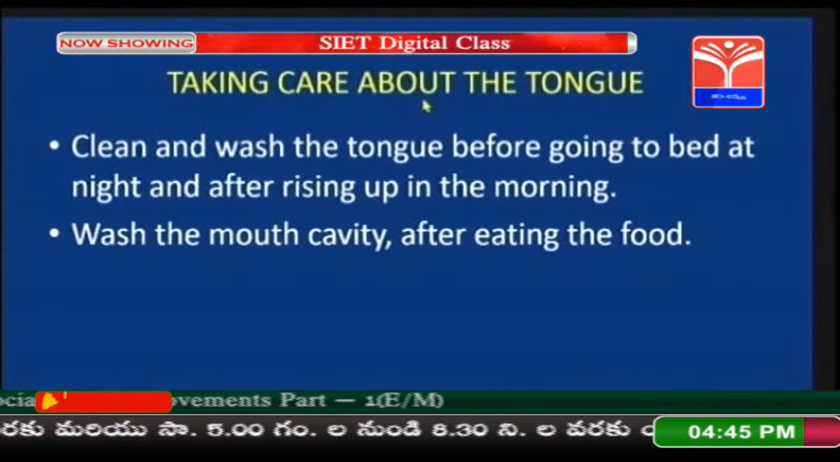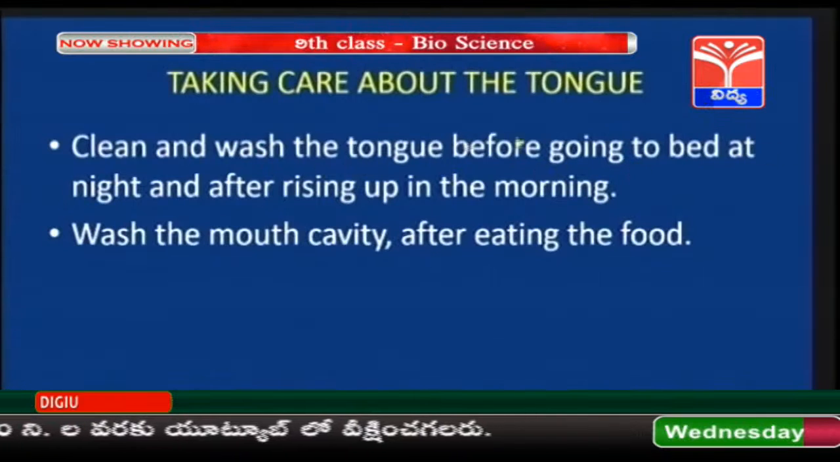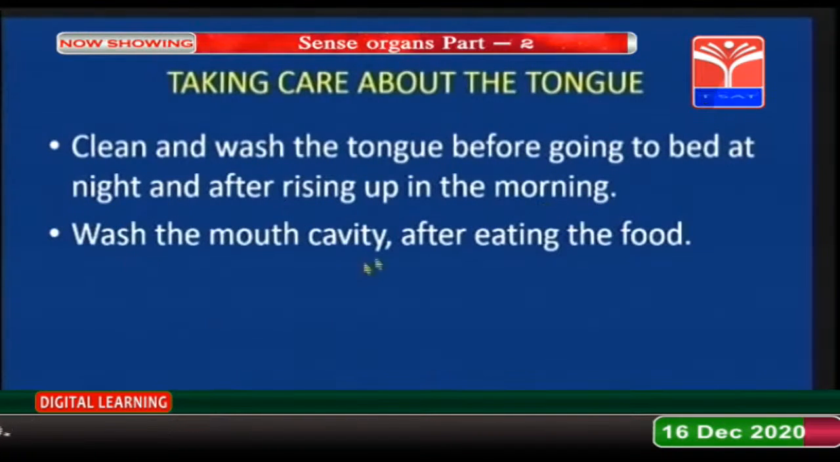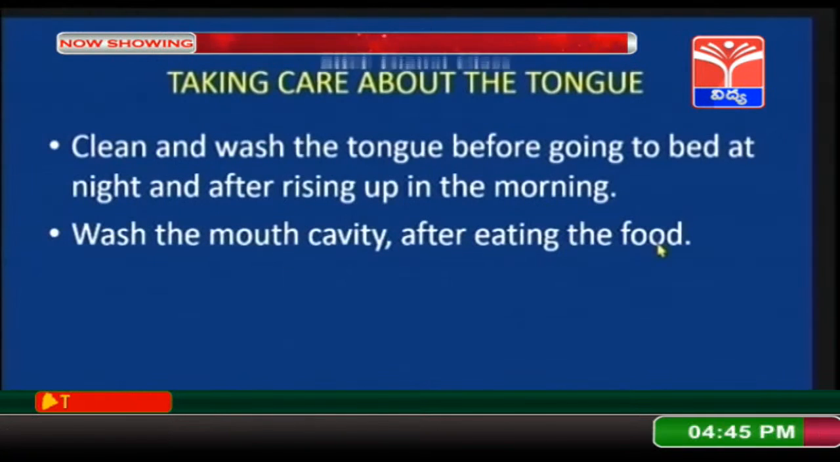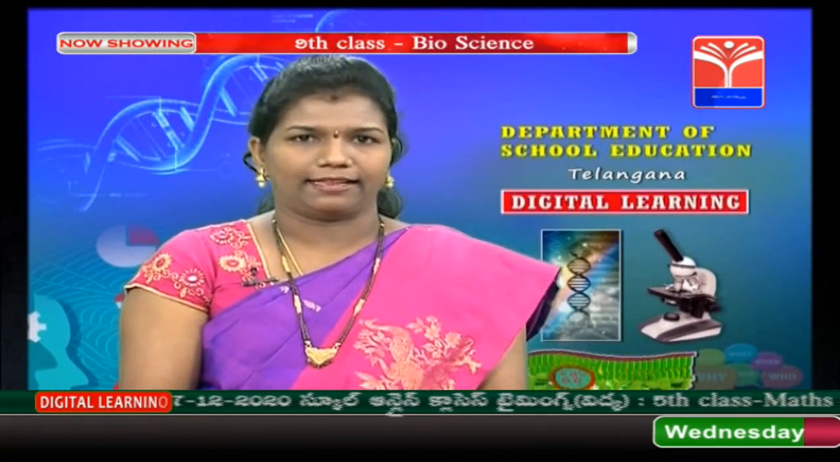So taking care of the tongue, clean and wash the tongue before going to bed at night and after rising up in the morning. Wash the mouth cavity after eating the food. Right children, there are some tiny food particles which remain in our teeth, which is not good for our health, right? So children, the last sense organ, that is skin.